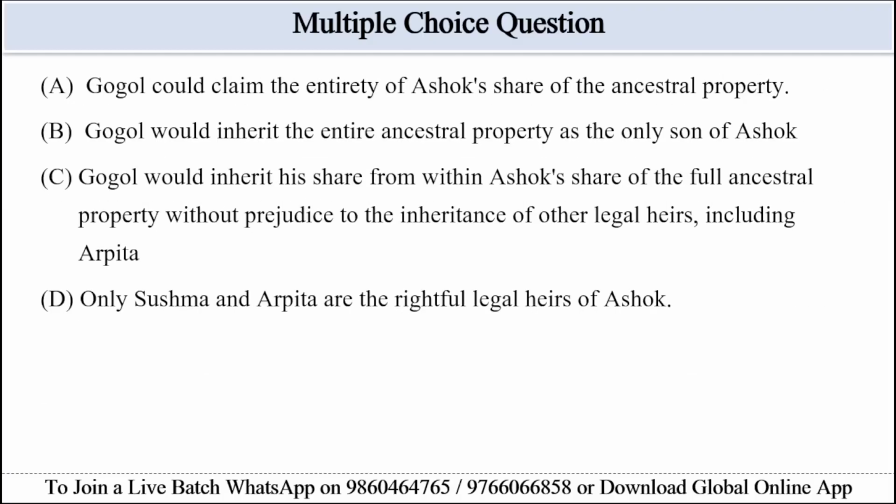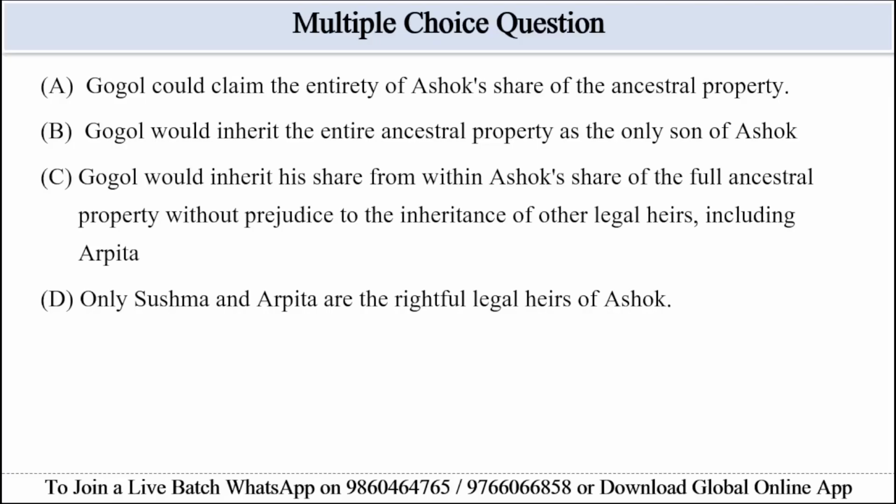So the question asks what Gongol's inheritance right is, given his mother's marriage was void because Ashok was already married. So the passage states children from void marriages are entitled to their deceased parent's share of ancestral property. So option A, Gongol could claim the entirety of Ashok's share of the ancestral property. This one is incorrect. Gongol gets a portion of Ashok's share only, not the entire share alone.